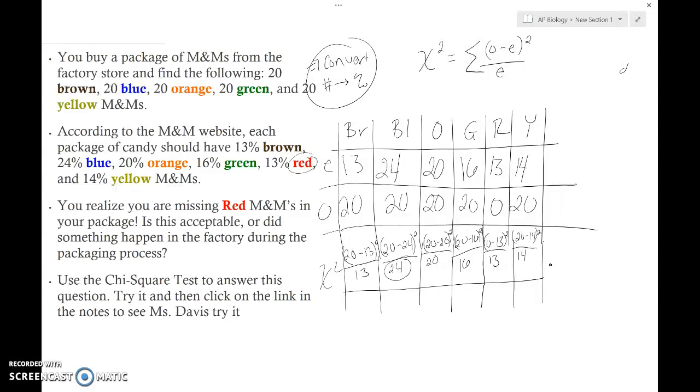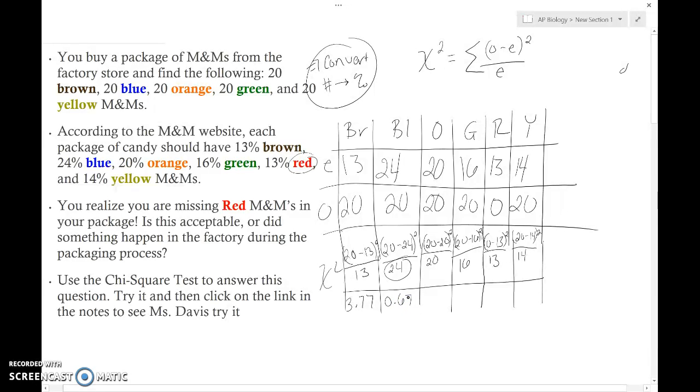So we're going to square 7, which is 49. Then we divide it by our expected value, and we get 3.76. Excuse me, 3.77. Then we'll do the same for the next one. So 20 minus 24 is going to be negative 4, but then we square that, which will give us 16. 16 divided by 24 is going to give us 0.6 repeating, so we'll just round that to 0.67.